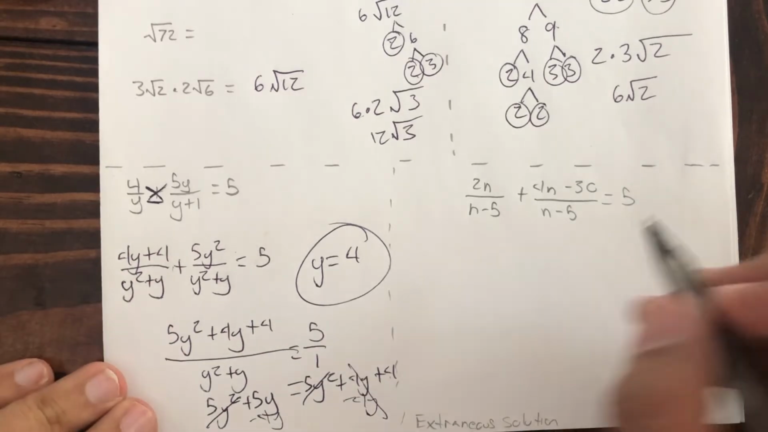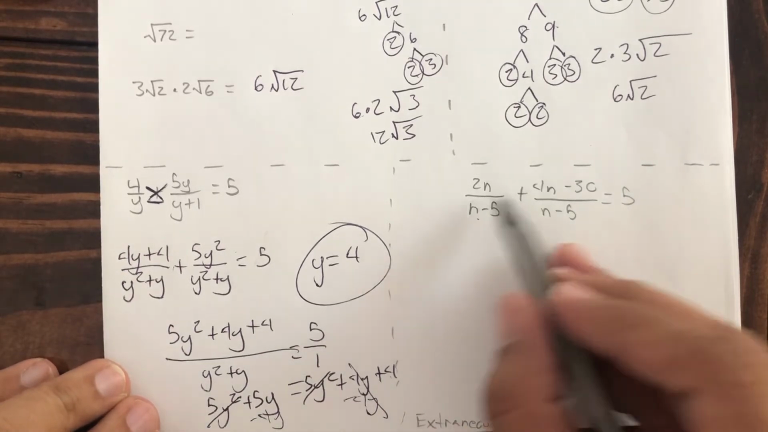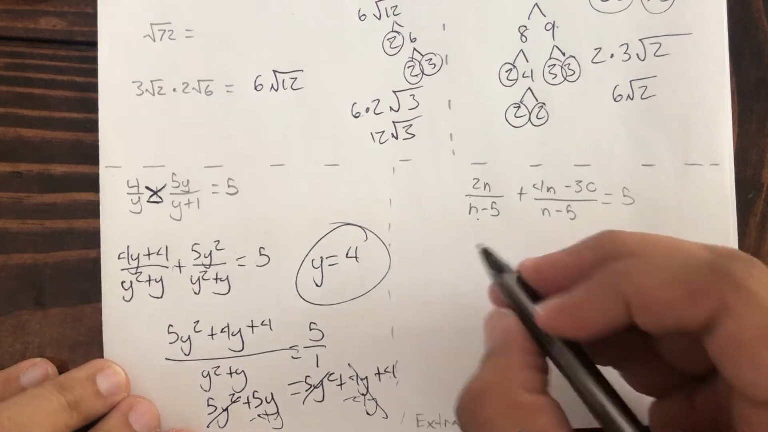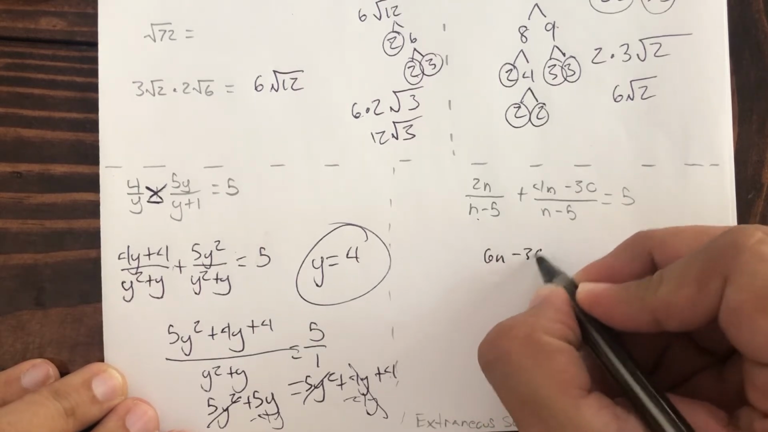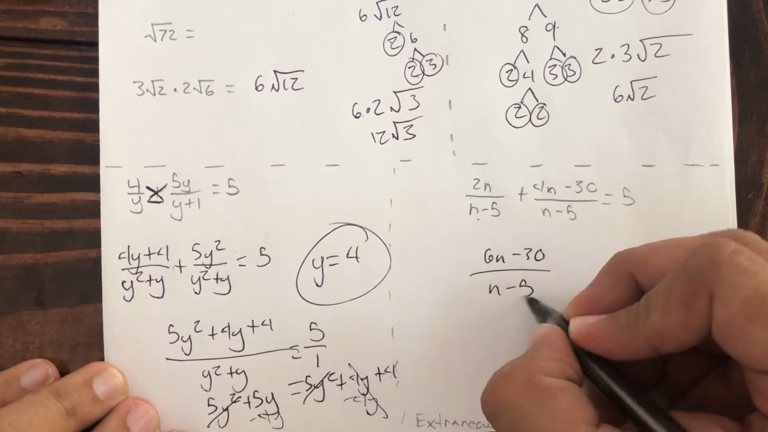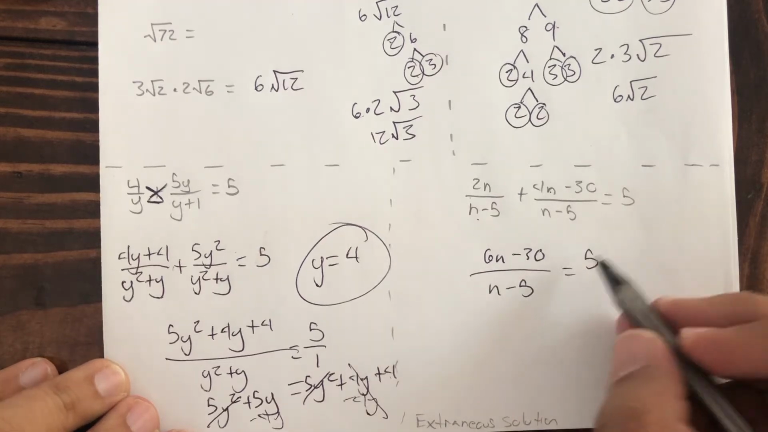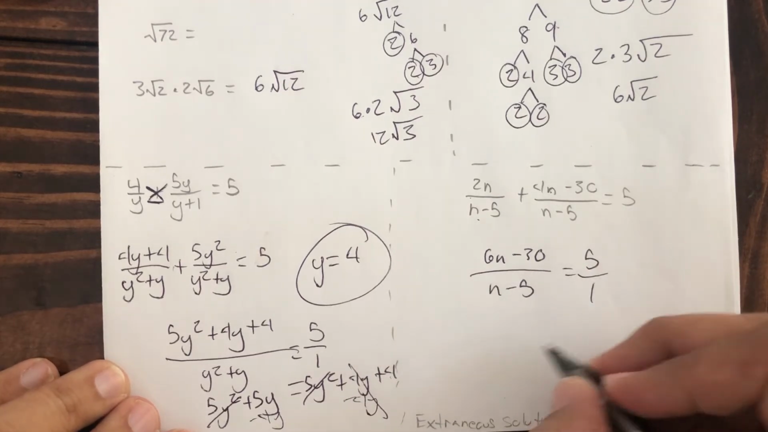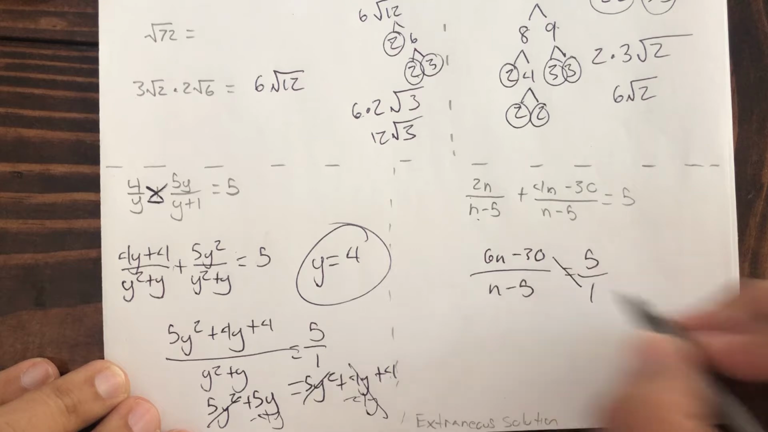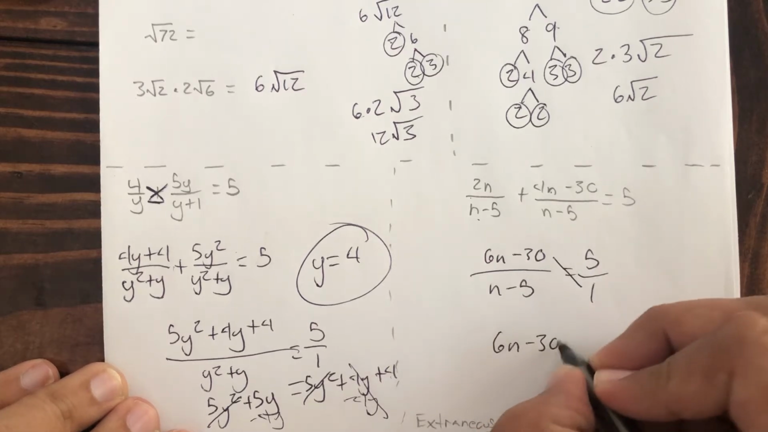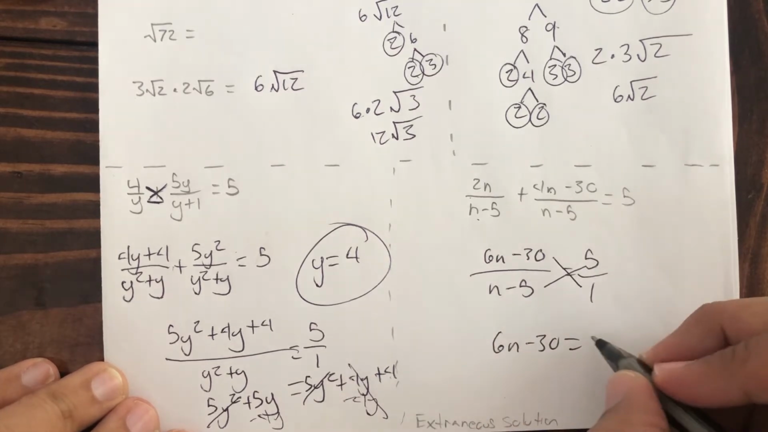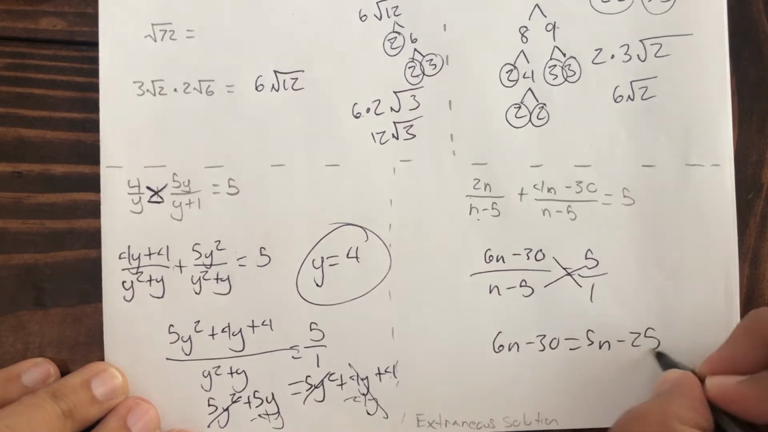All right, so let's solve for this. The bottom is already the same, so I just add the top. 2n plus 4n, that makes 6n. 6n minus 30 divided by n minus 5 equals 5. Cross multiply, this cross multiply is going to leave me with 6n minus 30. This cross multiply is going to leave me with 5n minus 25.